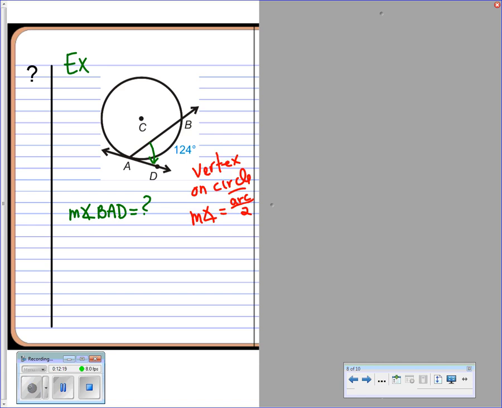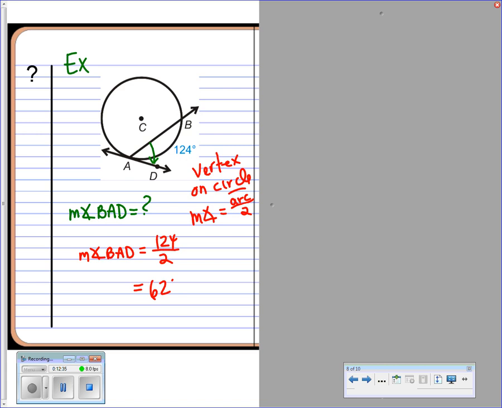I would be looking at a vertex on the circle kind of condition. And I would immediately write down vertex on circle, and write my relationship. The angle is equal to half the arc. And then I would just simply take that and start writing an equation. And it's that simple. You don't need to make it any harder than that.